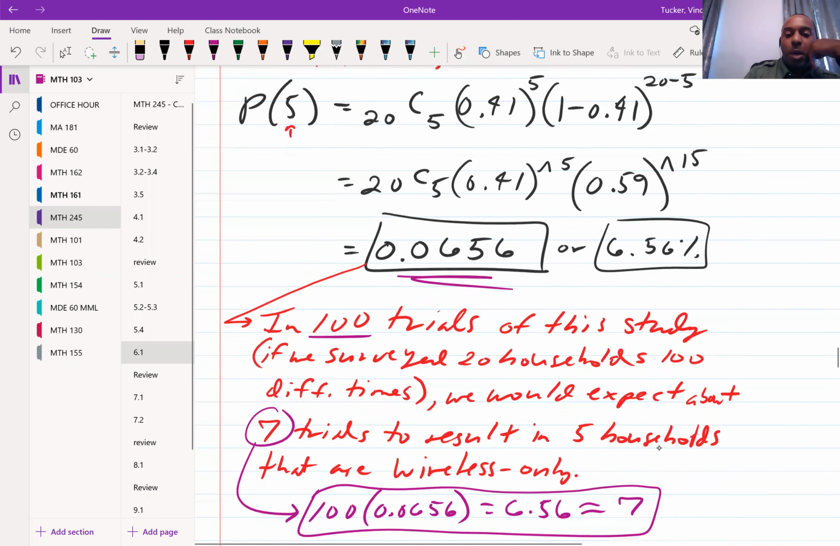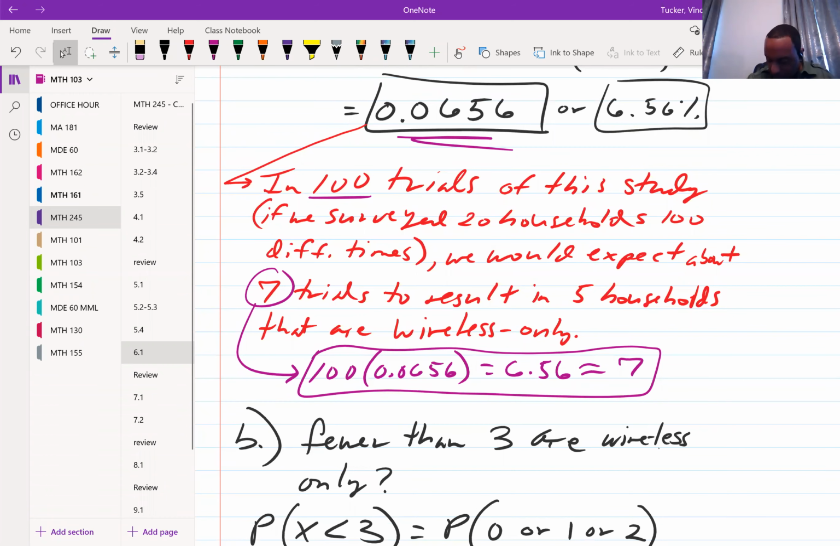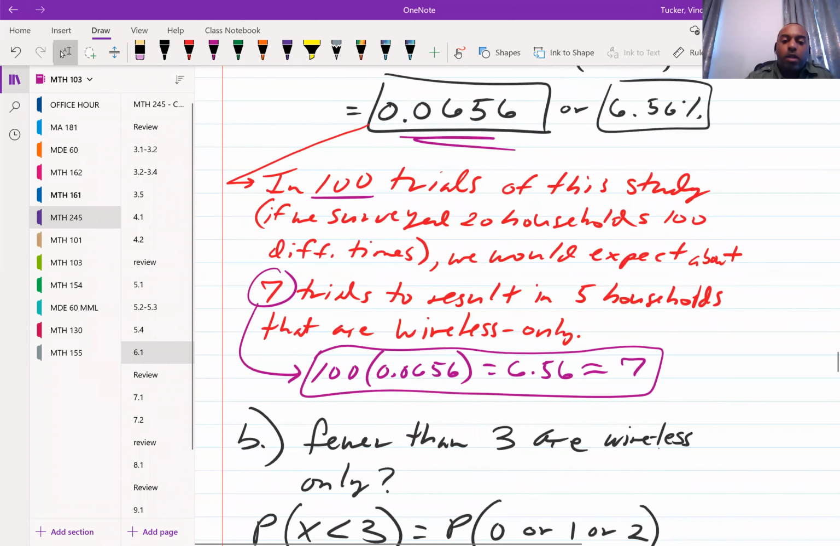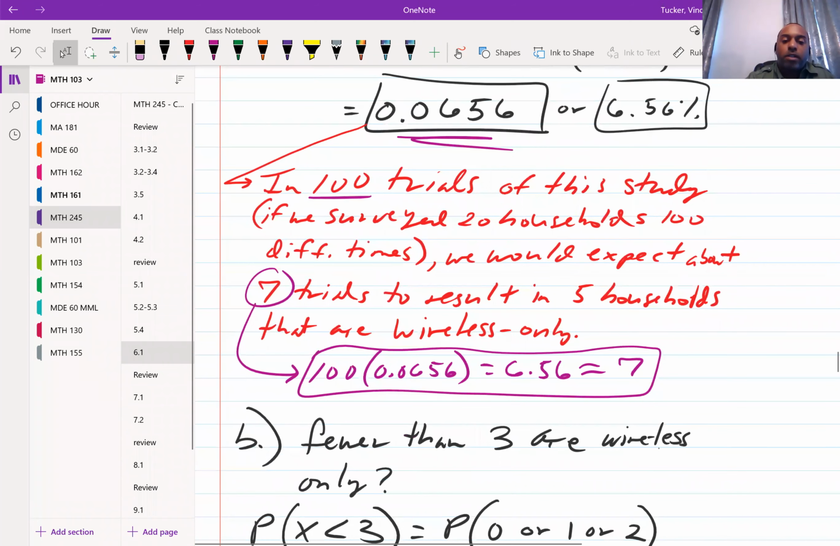All right, let me scroll to the next one. All right, so this next one is fewer than 3 are wireless only. So you're talking about the probability of getting 0, or the probability of getting just 1, or probability of getting just 2 out of that 20. You're talking about less than 3.